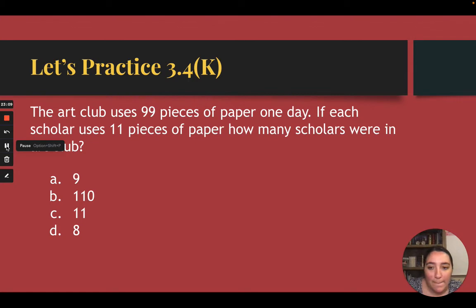Okay, now that you are back, you should have found that you should have done 99, the total, divided by 11, the size of the group, to find the number of scholars. And when we do 99 divided by 11, we find out that there were 9 scholars in art club. So, reminder, maybe you don't like division like Ms. Gomez. Flip it around. Use that fact family. 11 times blank equals 99. Blank times 11 equals 99. So, you've got options to help you get there, okay?